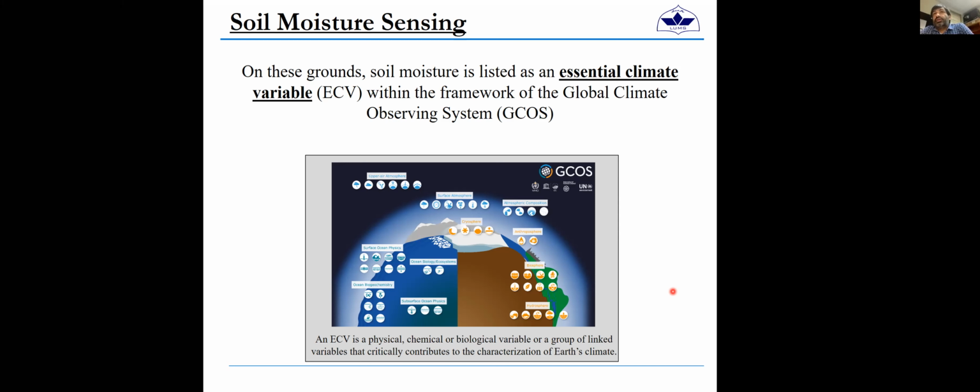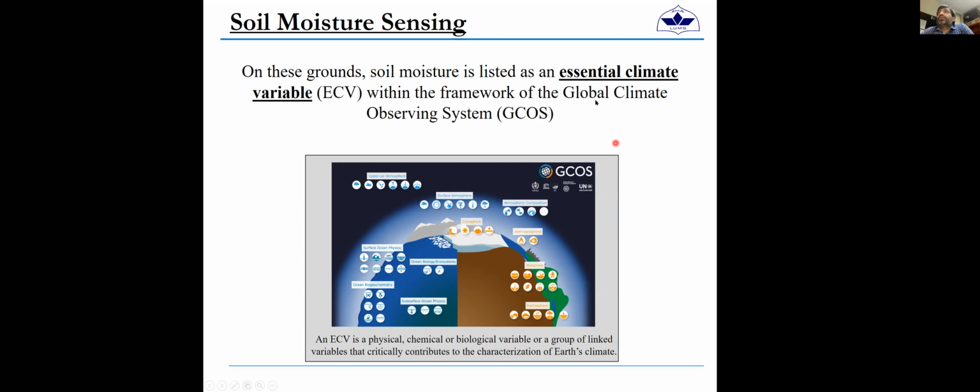Today we know that climate change is a real thing which is happening right now. So these 54 variables, according to GCOS and the United Nations, must be observed and monitored in order to characterize the climate of our Earth. Soil moisture has been included in this essential variable list. The other 53 variables are from the land, ocean, and atmosphere of our Earth.